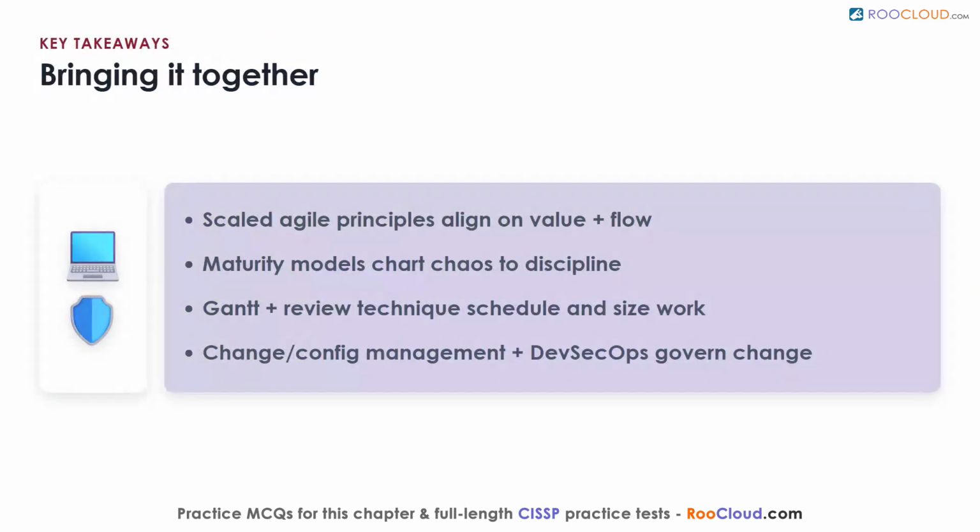So let's bring it together. Scaled Agile rests on core principles that align huge organizations around value and flow. Maturity models chart the climb from chaos to discipline, with the capability maturity model measuring process, the assurance model folding in security, and the ideal model guiding improvement. Gantt charts and the review technique schedule and size the work. Change and configuration management keep production trustworthy, and DevOps with DevSecOps merges development, security, and operations into one fast, automated pipeline. Master these, and you can measure and govern software work with confidence.